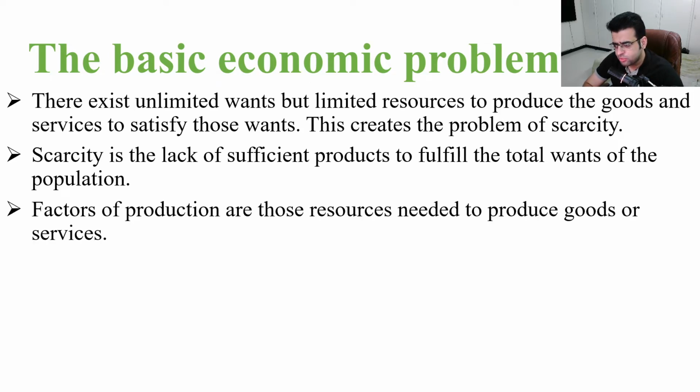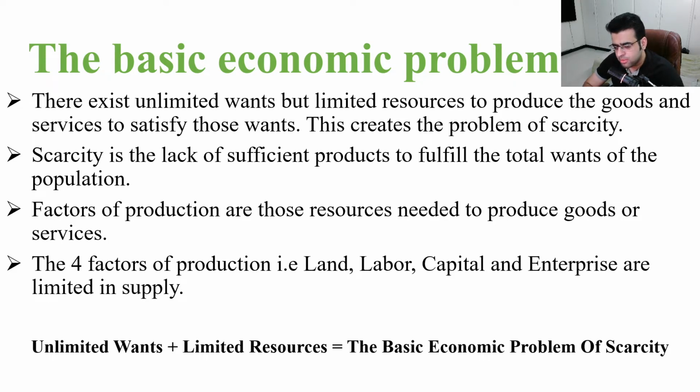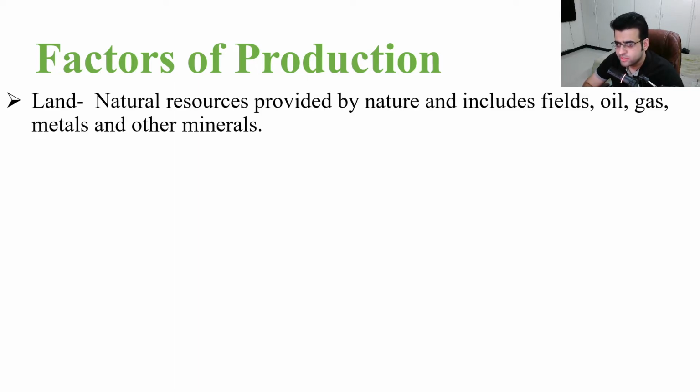There are four factors of production that we are able to bring together to produce other goods and services, and these include land, labor, capital, and enterprise. And the problem is that these are limited in supply. The basic economic problem of scarcity is that there are unlimited wants but limited resources to fulfill those wants. The four factors of production are land, labor, capital, and enterprise. Now let's go into the details of all these.